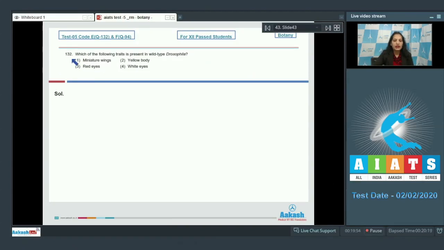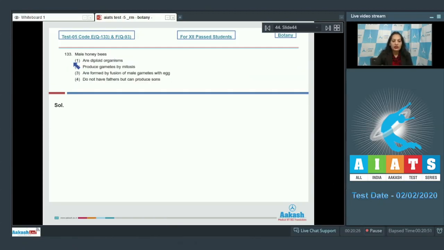Question number 132. Which of the following traits is present in wild type Drosophila? Means which is present in the naturally occurring Drosophila, not in the mutated form. Miniature wings, yellow body and white eyes. These features are seen in the mutated Drosophila. Red eyes are present in the wild type Drosophila. So the correct option for the given question is option number 3. Let's move to the next question.